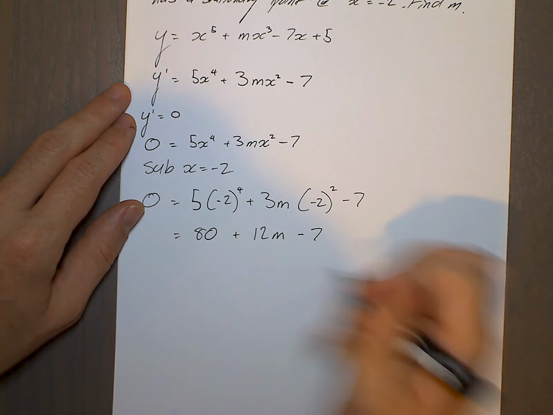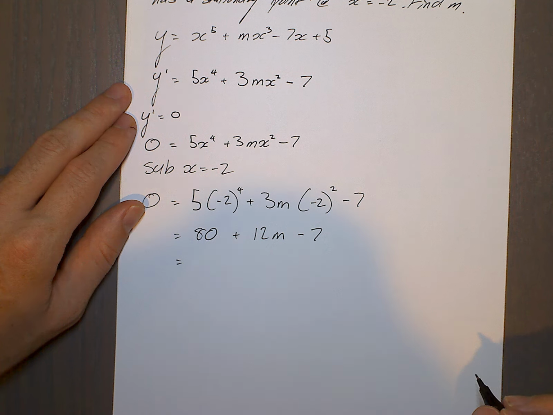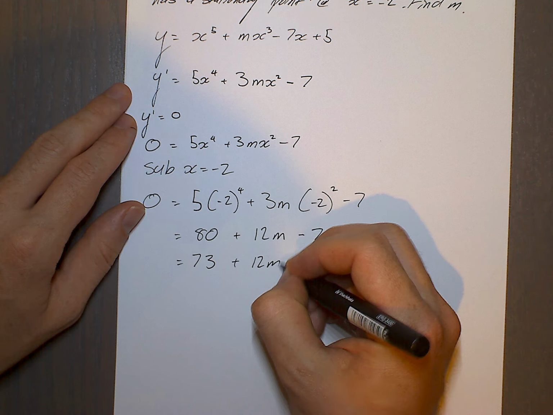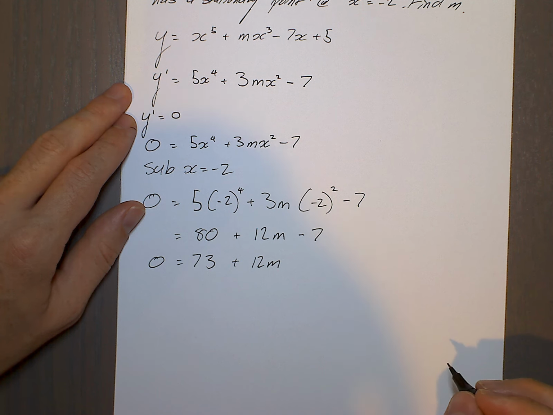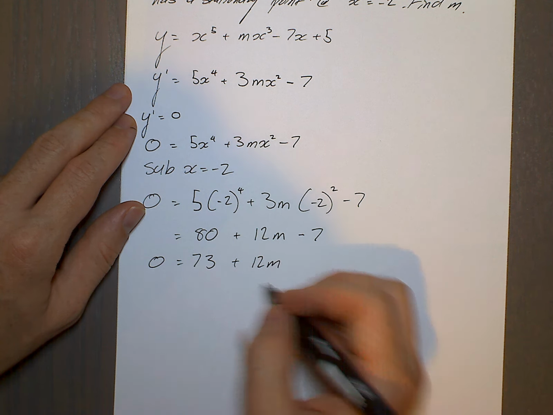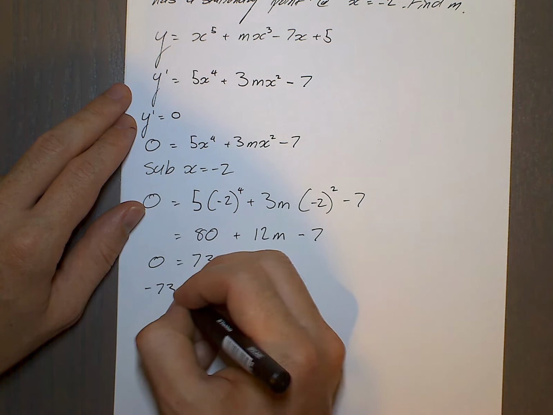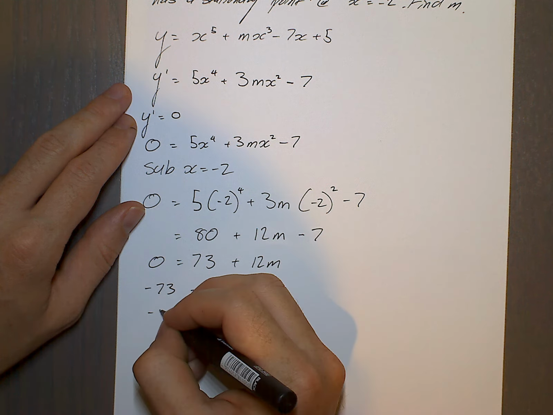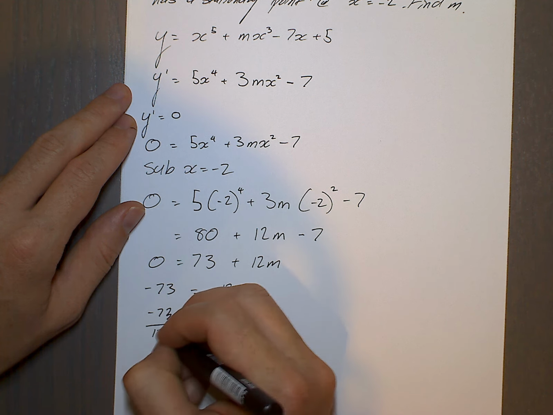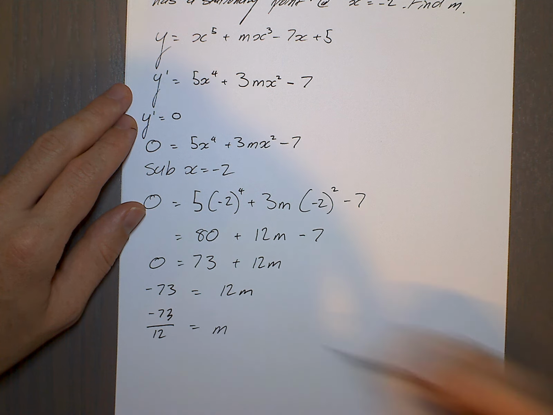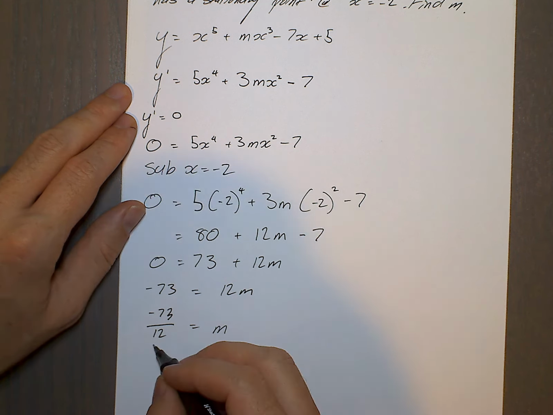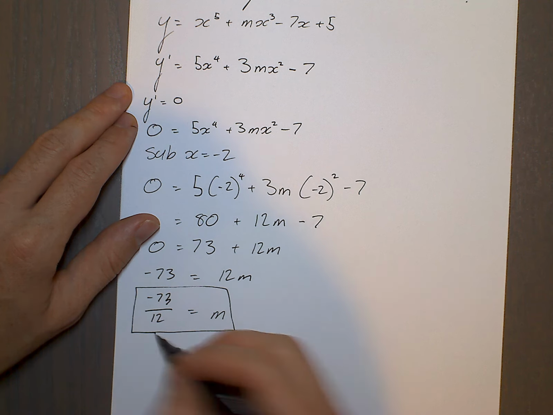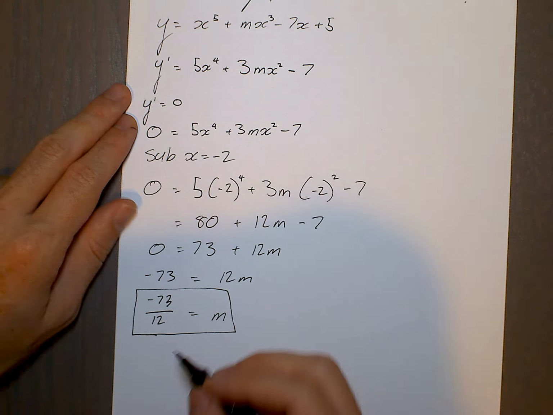Put these together, that's going to give me 73. Plus 12m. Oh, this is going to be ugly, but it will probably be right. I'm going to minus 73 from both sides, and then I'm going to divide by 12. Okay. That's our ugly answer, but it is still our answer. And I did check the answer, and I know that's correct.